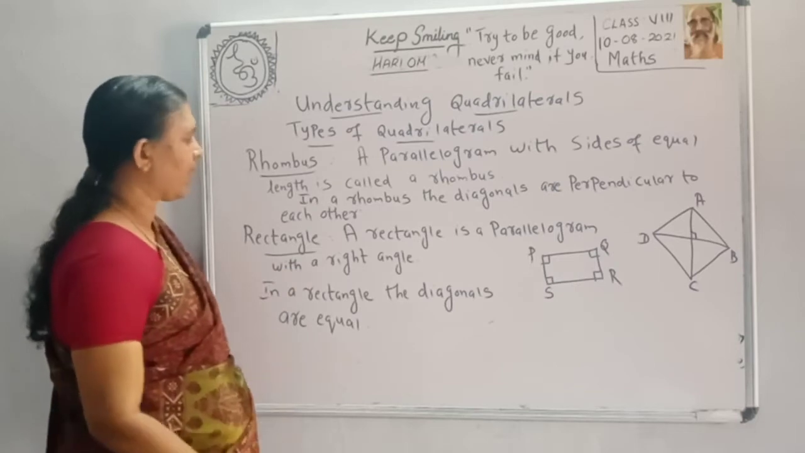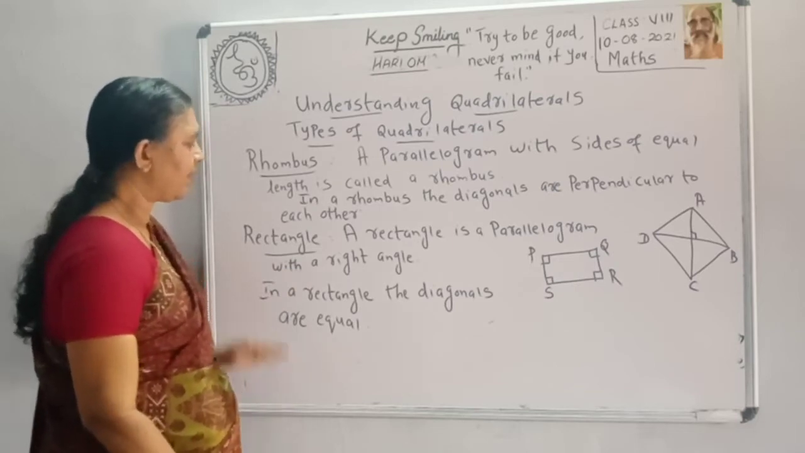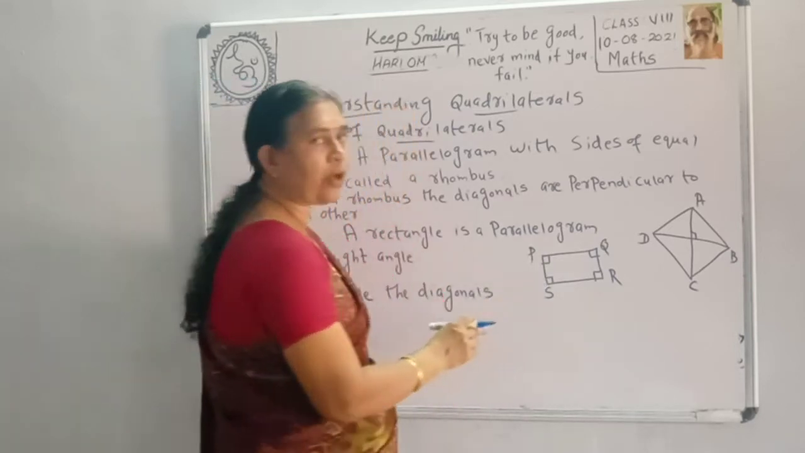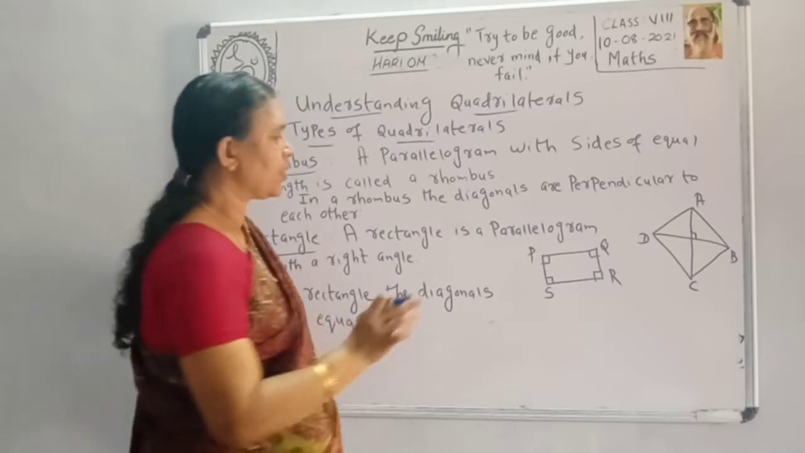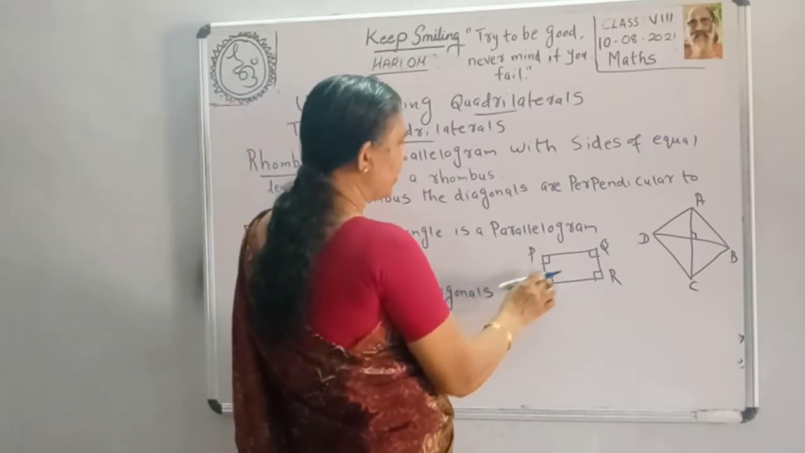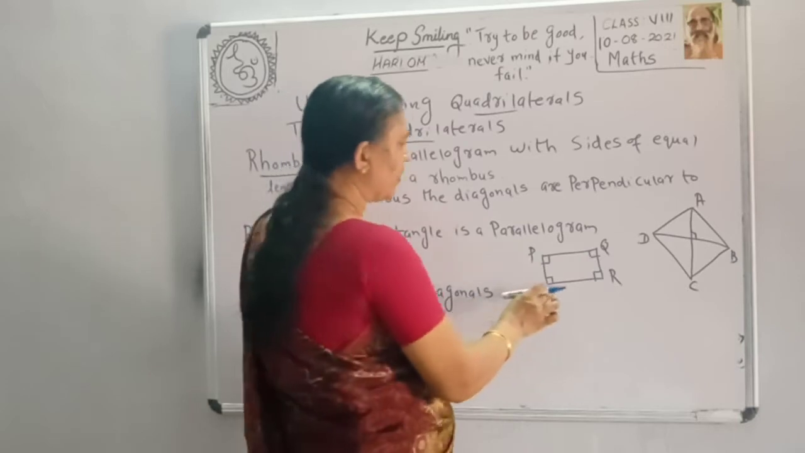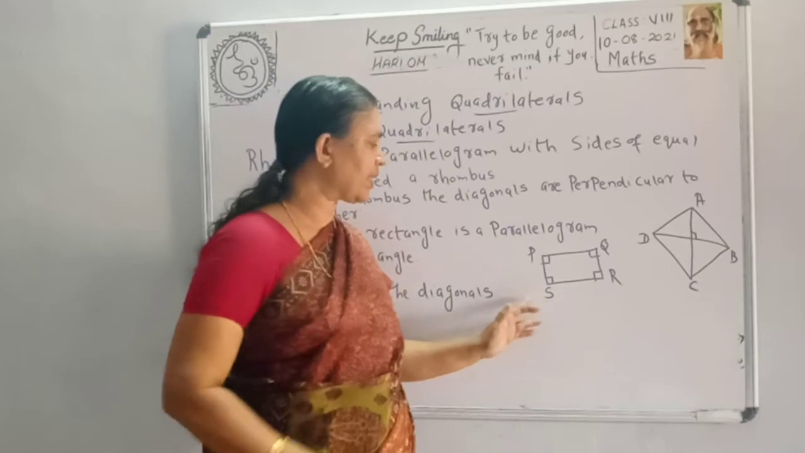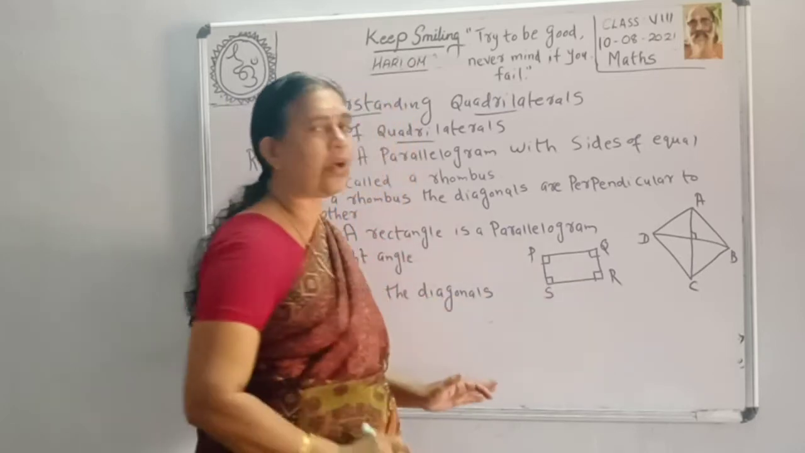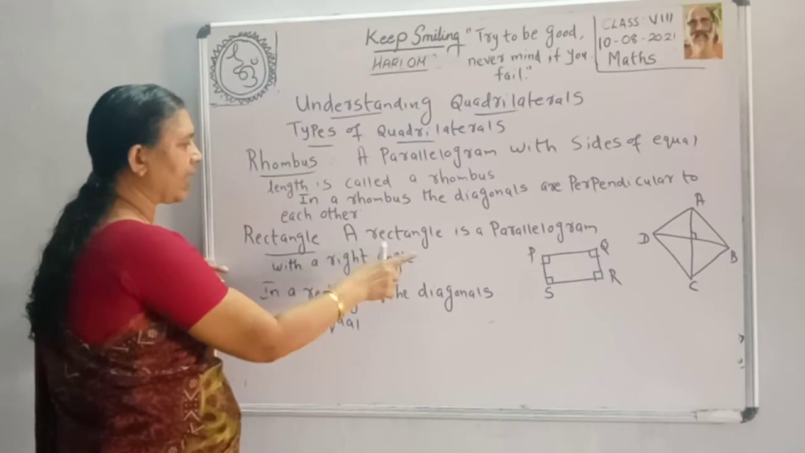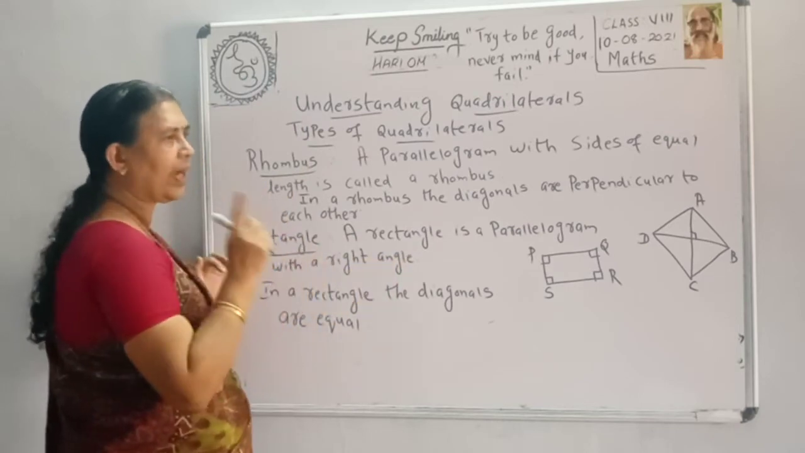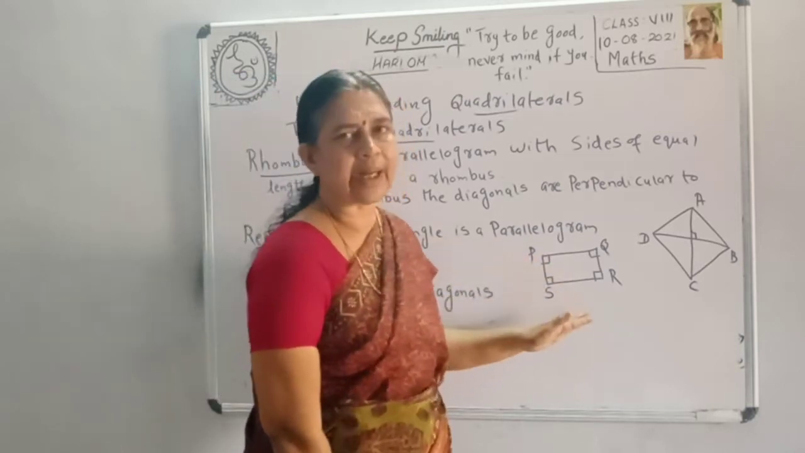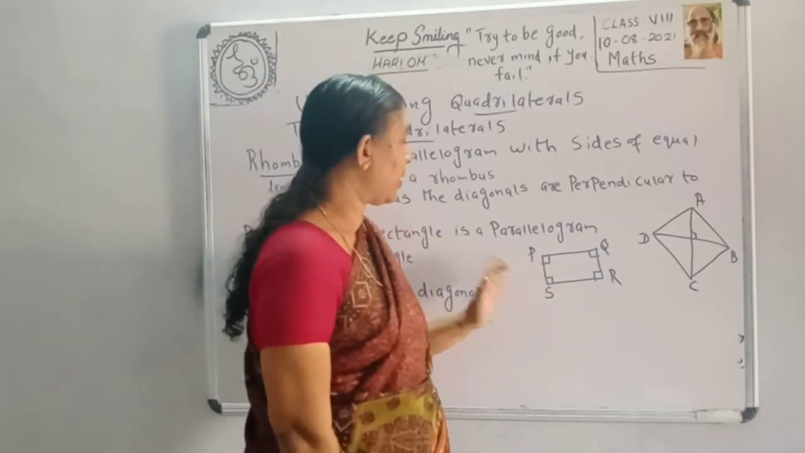A rectangle is a parallelogram with a right angle. With a right angle means if one angle is right angle, rectangle is a parallelogram. We know that the opposite angles of a parallelogram are equal. So if one angle is 90 degree, then the opposite angle is also 90 degree. Then we also studied that the adjacent angles of a rectangle are supplementary. So if this angle is 90, this angle is also 90. So we say that a rectangle is a parallelogram with a right angle. If one angle is a right angle, then all the angles must be a right angle. Okay, because the rectangle is a parallelogram.